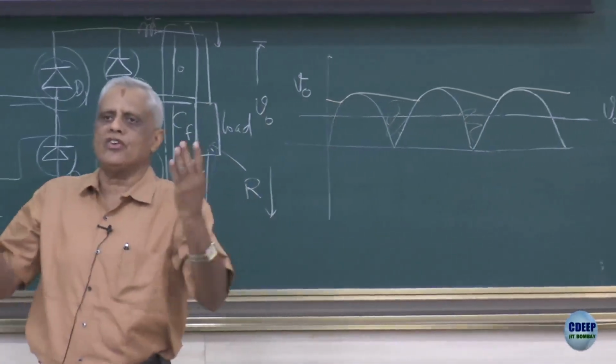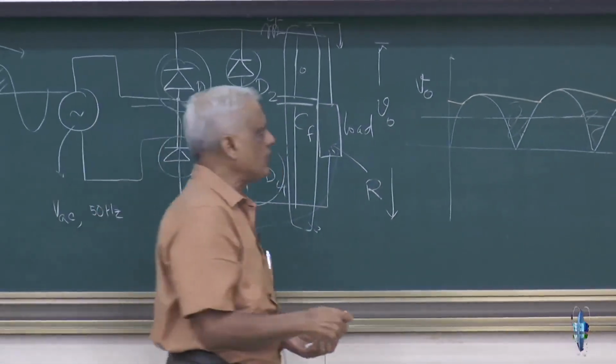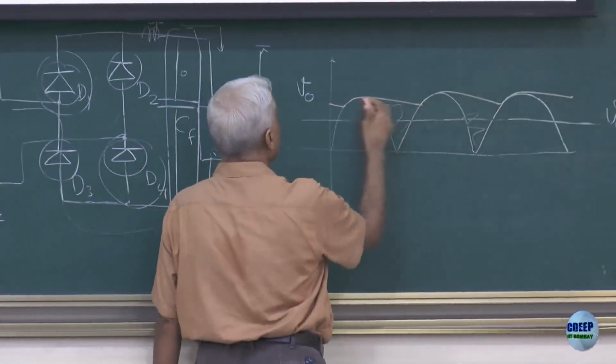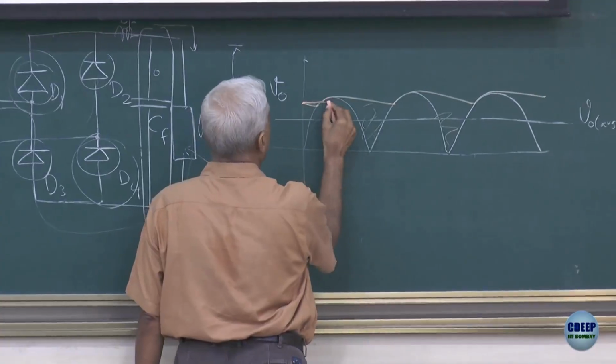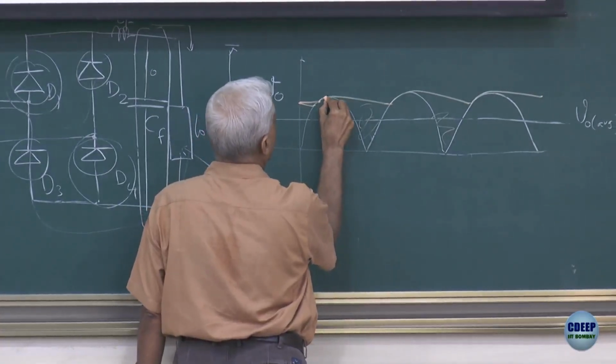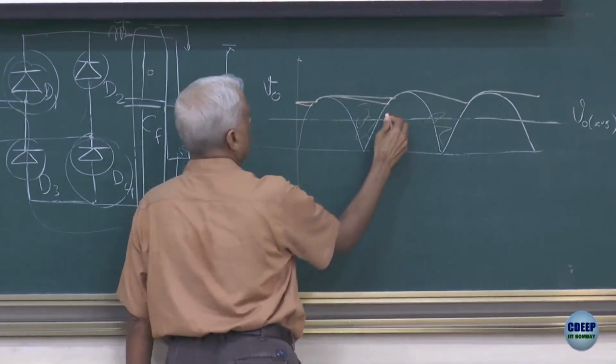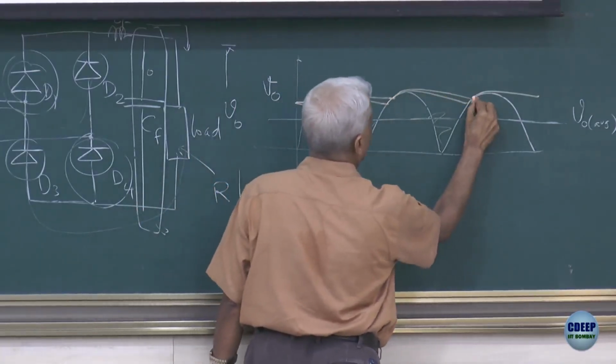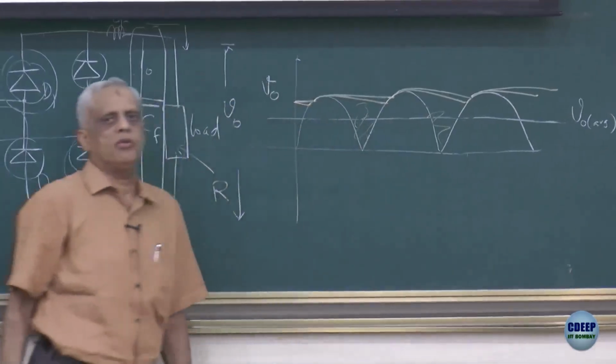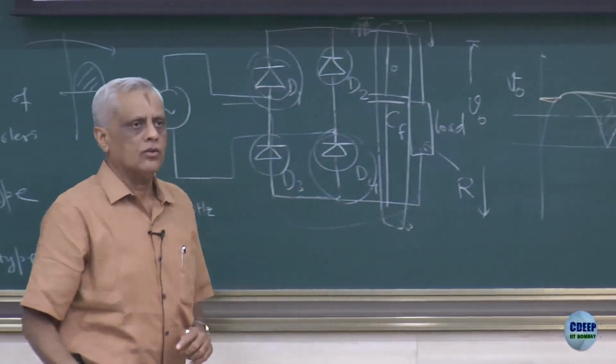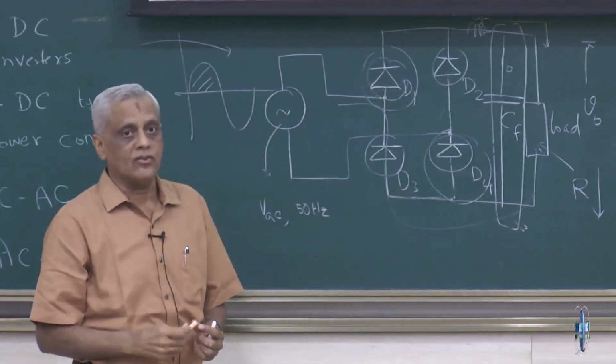And the larger this capacitor is, this ripple will reduce, because now it will discharge only up to this point, only up to this, and like this. So basically this ripple will go on reducing. So you feel happy that, I am getting a very nice DC output voltage.